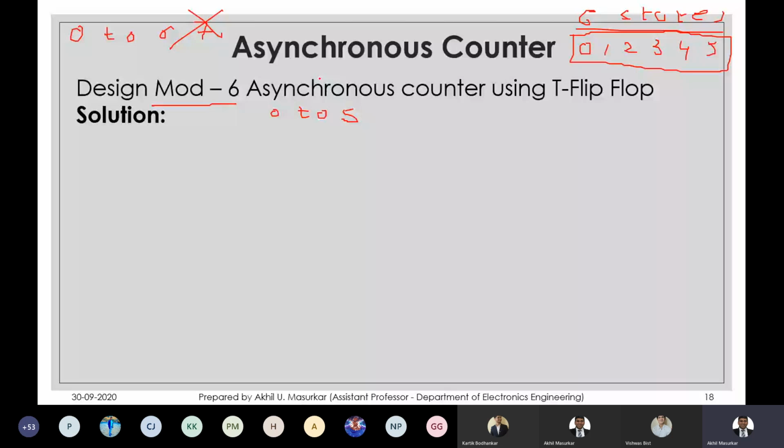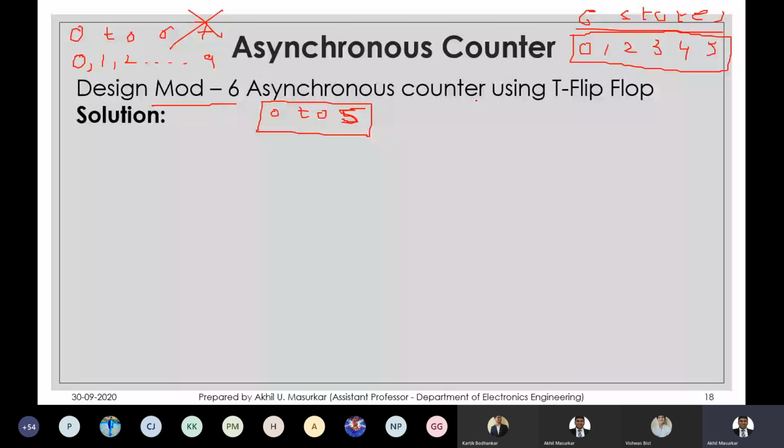So it should count from 0 to 5. Please keep this concept in your mind, otherwise you will do all your K-maps and truth tables wrong if you take a wrong number of states. Mod 6 means 6 states, which are 0 to 5. Mod 10 means 10 states, which are 0 to 9. Mod 13 means 13 states, which are 0 to 12.